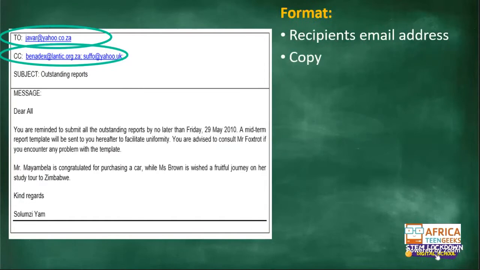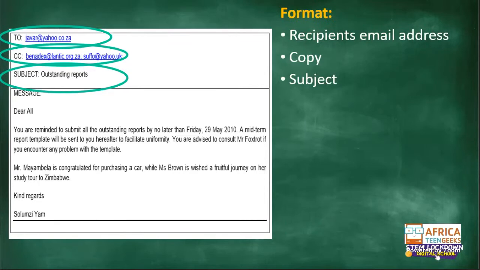Immediately after that, you would have the subject. Remember, the subject is a short summary of what the email is about, and in this instance our subject is "Outstanding reports". Immediately after your subject, you rule off. Then immediately after the line that you've ruled, you write "Message", colon.